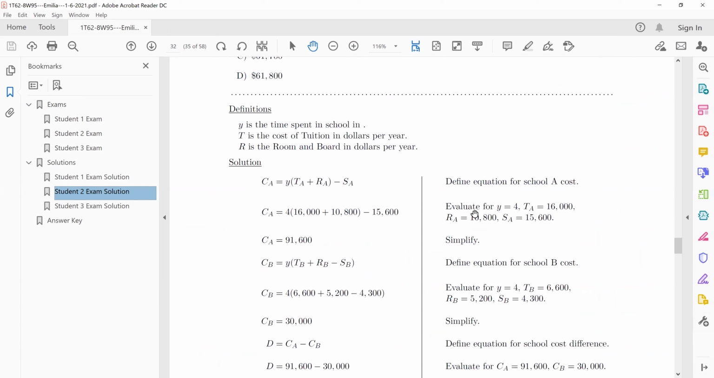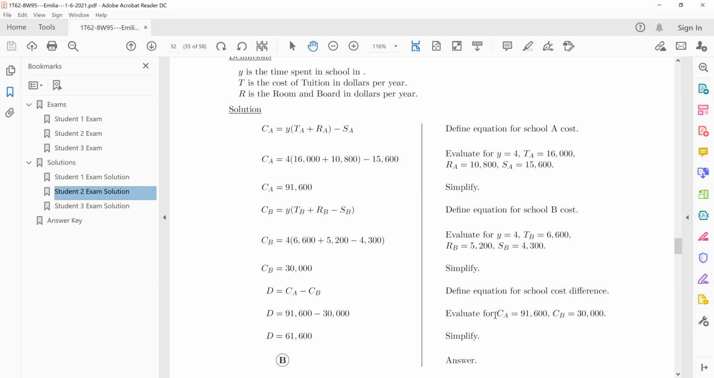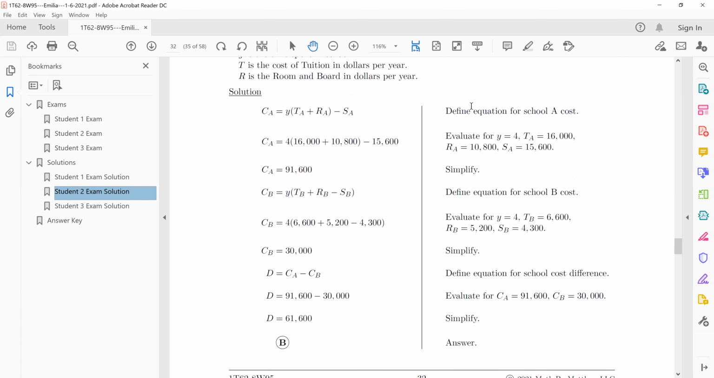The next line is putting the numbers in for 4 years: tuition at school A, room and board at school A, scholarship at school A. The simplify step, obviously, there's a little bit that goes into that, but it's there. You repeat for school B, it's a different equation altogether. New set of numbers, simplify, and then you subtract the difference between the two schools to come up with the correct answer. So if you're stuck, every exam that I send you will have this step-by-step solution to be able to answer the question. All right.